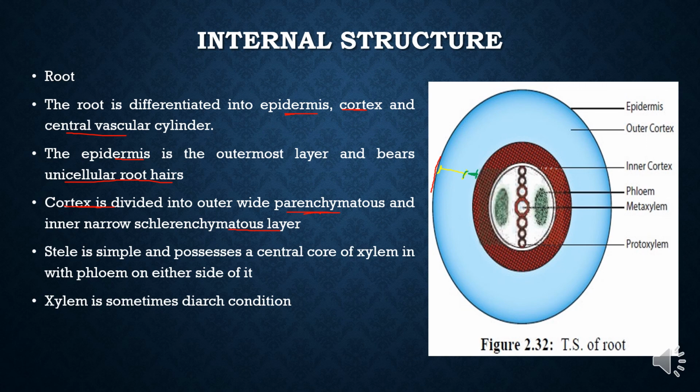Then we see the vascular bundle. In the root, we see a central xylem, and this green colored region on both sides is the phloem. Both the xylem and phloem, the entire thing, are again bordered by the pericycle and endodermis. And the xylem in the central region has a diarch condition. So this is the transverse section of the root.